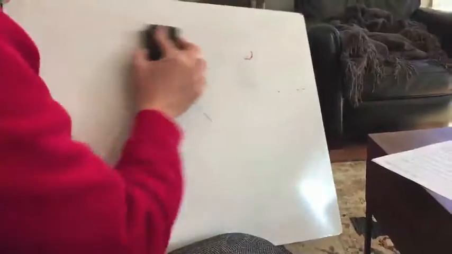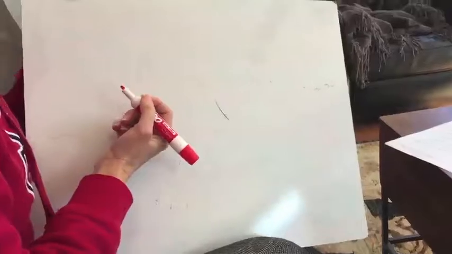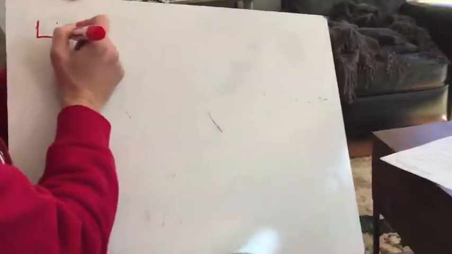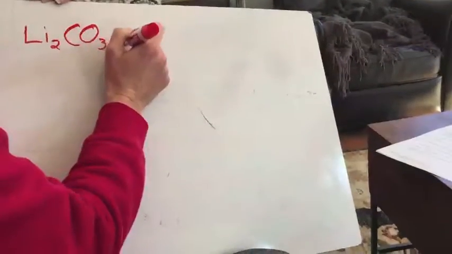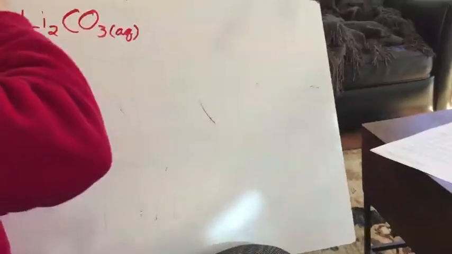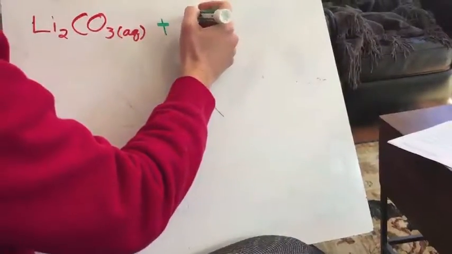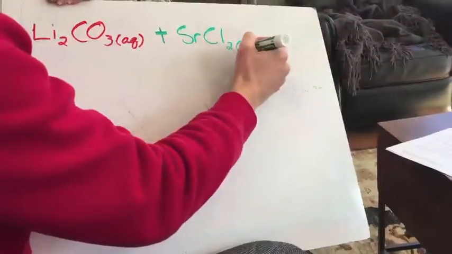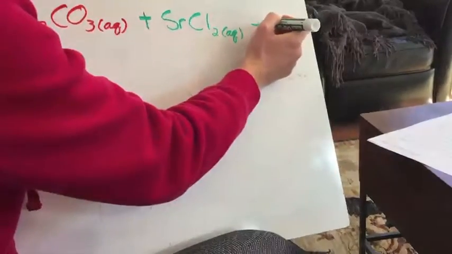Let's take a different example. I'm going to try and use a couple of different colors so you guys can see what's going on. So this is the example from your packet. So we have lithium carbonate, and that's aqueous because the lithium makes it soluble. And then we have strontium chloride, SrCl2, and that's also aqueous because chlorides are usually soluble unless they're with certain things.